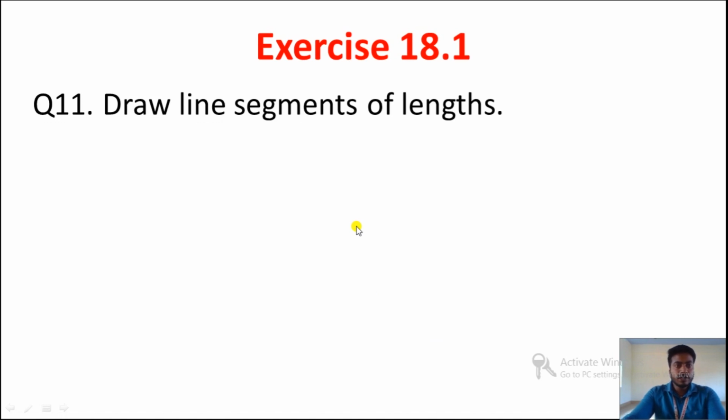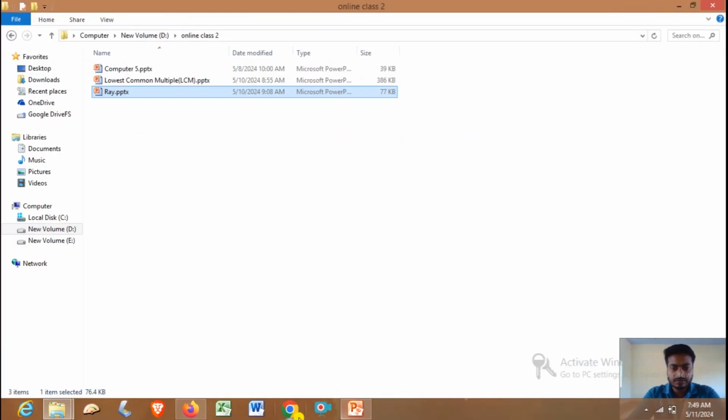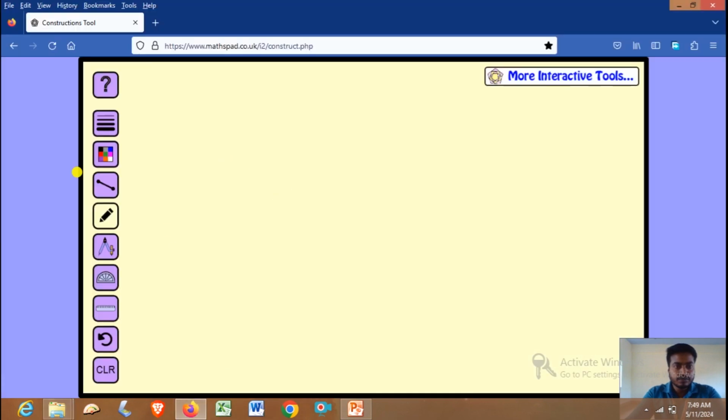Now question number 11, draw line segment of length. So length is not mentioned here. Let me show you how to draw the line segment of given length. For that you need to use pencil and scale. Now if I say draw a line segment of 6 centimeter.